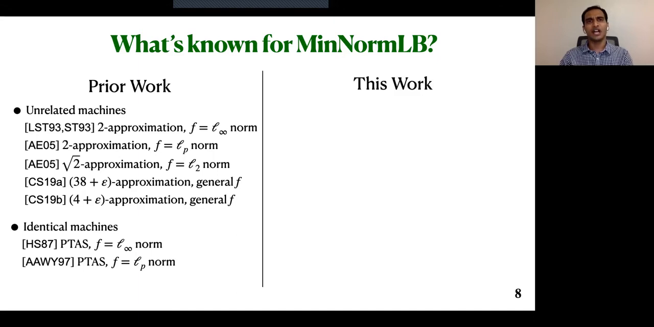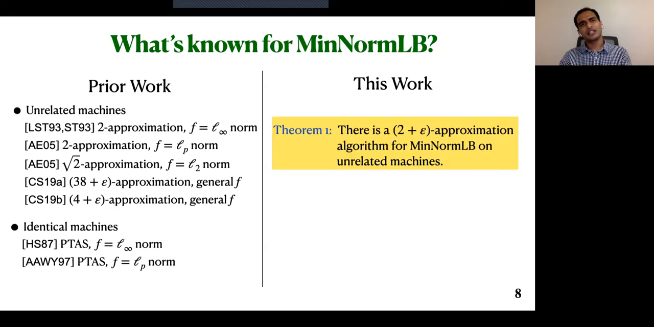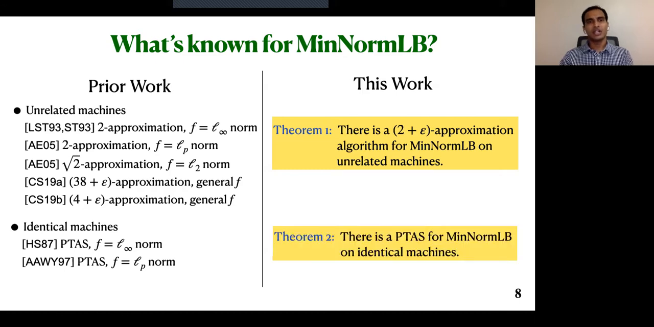Now I'll mention our contributions to this problem. Our first main result is a 2 plus epsilon approximation for min norm load balancing on unrelated machines. Our second main result is a PTAS when machines are identical. Observe that our guarantees essentially match the gold standard for the important special case of makespan minimization.